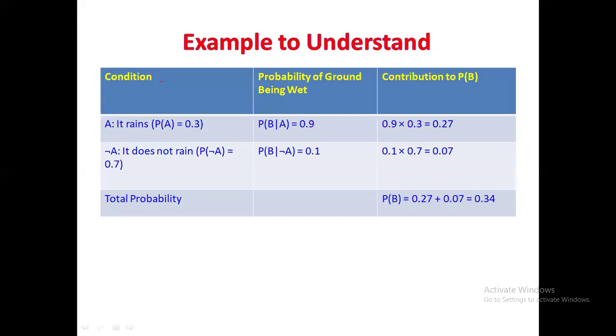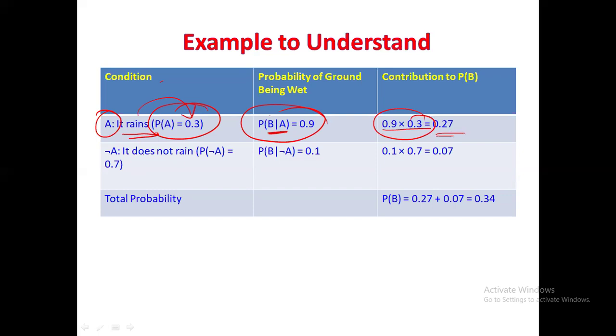For example, take event A: it rains. The probability of A, the probability of rain, is 30%, that is 0.3. The probability of the ground being wet is the probability of B given A. B given A is 0.9. What is the probability of B? 0.9 into 0.3 is equal to 0.27.